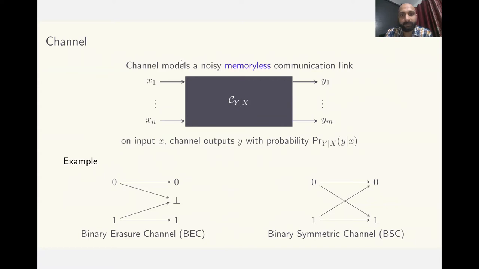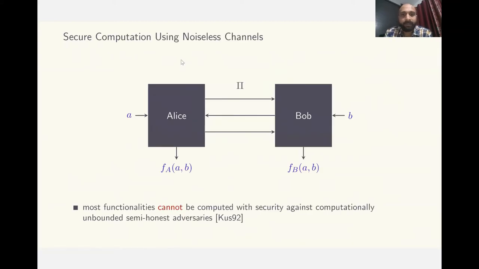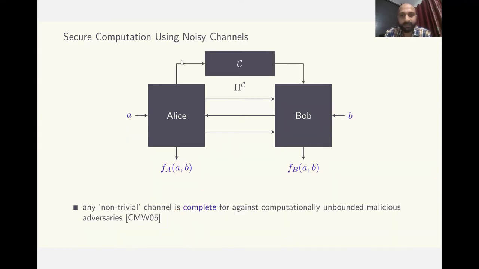We studied the secure computing capabilities of these channels when communication is only in one direction. It is known that when Alice and Bob are talking over a noiseless communication link, with the exception of a small class of functions, secure computation of most functions is impossible against computationally unbounded semi-honest adversaries. However, when they additionally use a noisy channel as a resource, they can indeed compute any function with statistical security against even a computationally unbounded malicious adversary. This is to say that any channel with a non-trivial noise profile is complete for secure computation.